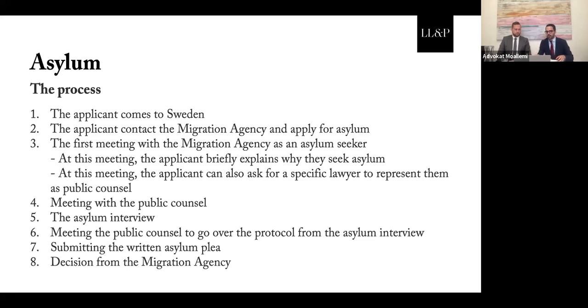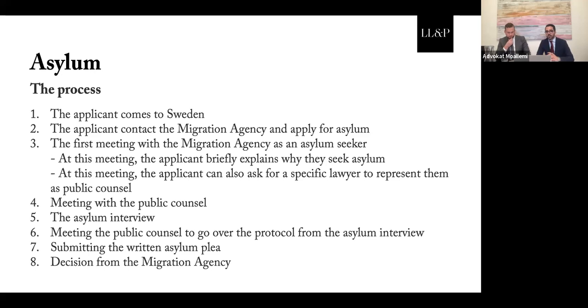The first meeting with the migration agency as an asylum seeker is a short one where the applicant briefly explains their asylum reasons, if it is political reasons, religious reasons, or others. And very briefly might describe how he or she fled to Sweden, so in what way, through which countries, and so on.